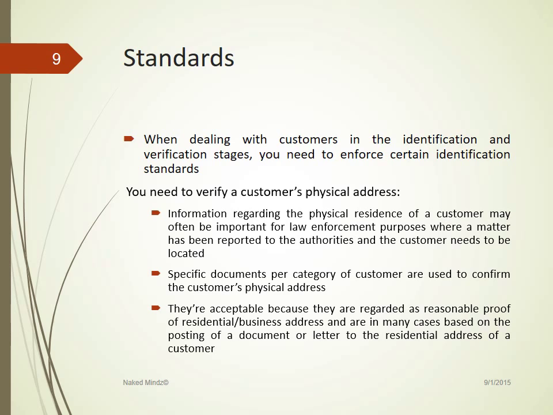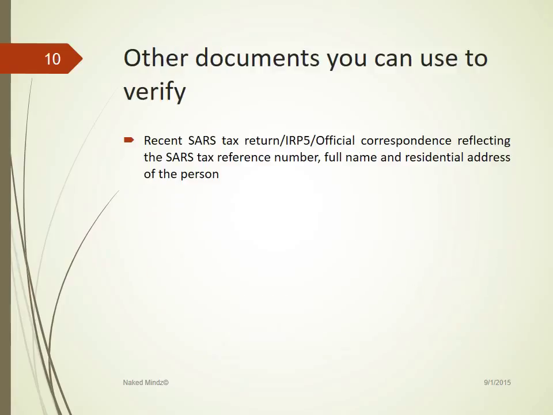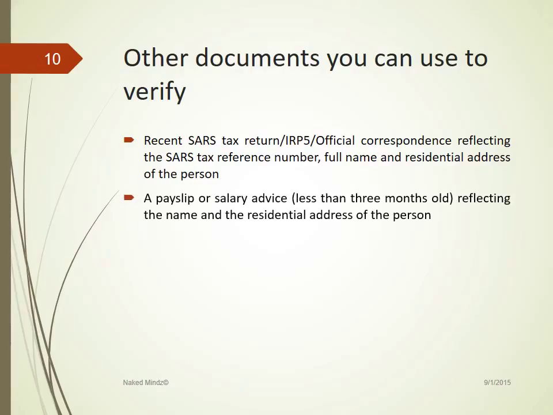Specific documents per category of customer are used to confirm the customer's physical address. They are acceptable because they are regarded as reasonable proof of residential business addresses and are in many cases based on the posting of a document or letter to the residential address of the customer. There are other documents you can use to verify a person's address. Recent SARS tax returns, such as the IRP5 or official correspondence reflecting the SARS tax reference number, full name and residential address of the person, is allowed. Also, a payslip that's less than 3 months old, reflecting the name and address of the person.